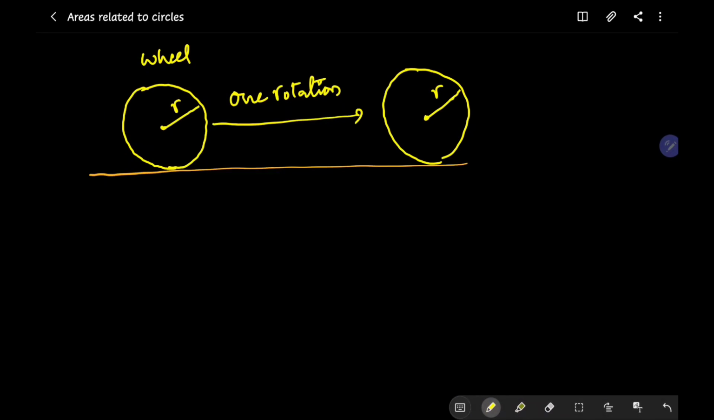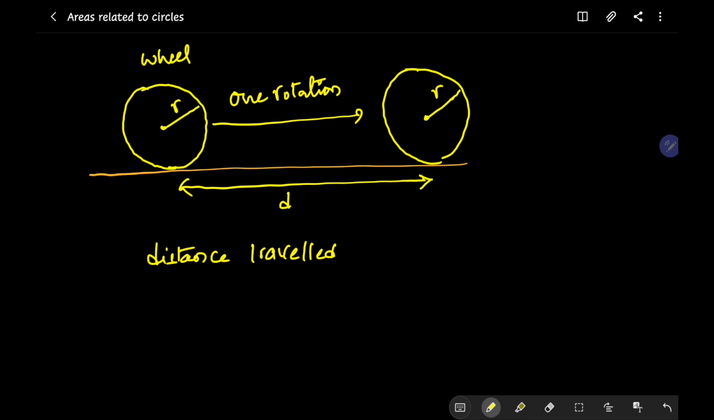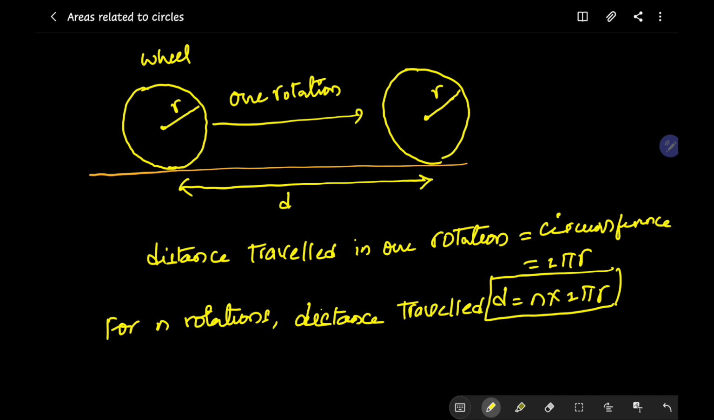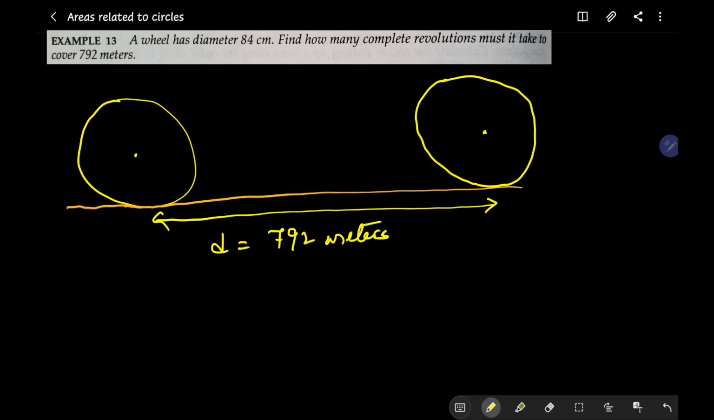When a wheel completes one complete revolution, it covers a distance equal to its own circumference. Hence, the distance travelled in one revolution is 2 pi r units, where r is the radius of the wheel. If the wheel makes n number of revolutions, the distance will be n times the circumference of it. Basing on this concept, let us do a couple of problems.